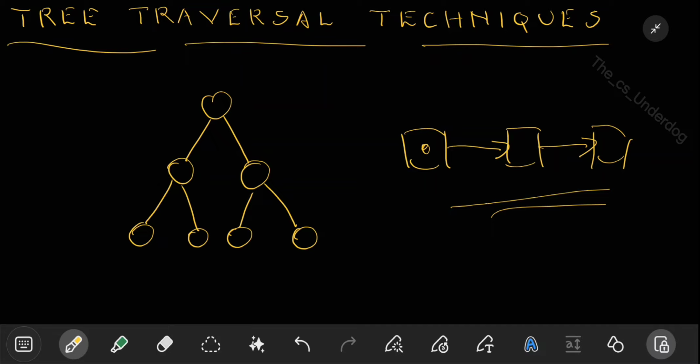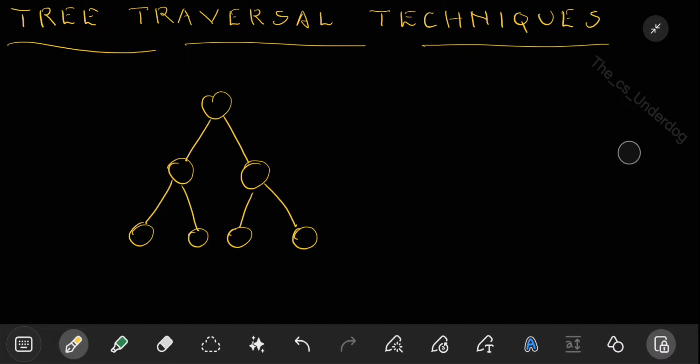But coming to a non-linear data structure, something like tree, traversal is a big deal because you have many different ways of going through all the nodes. There are different orders of going through the nodes and there are different techniques. So tree traversal plays an important part in tree lectures. We'll be going in detail through how each type of traversal is done.